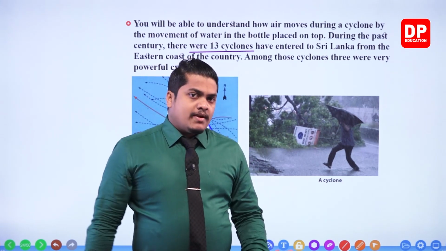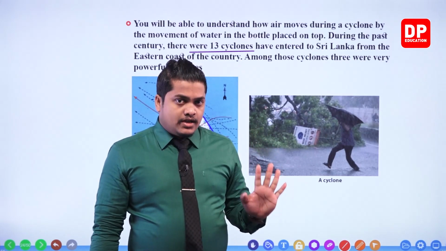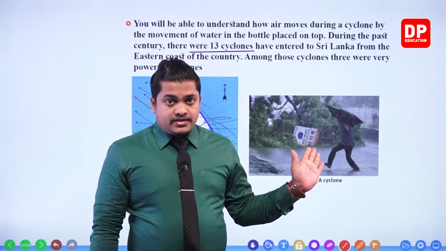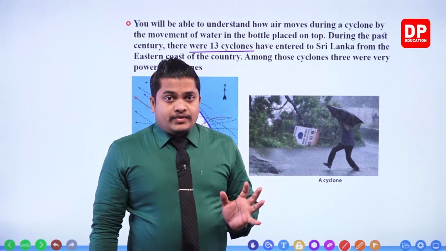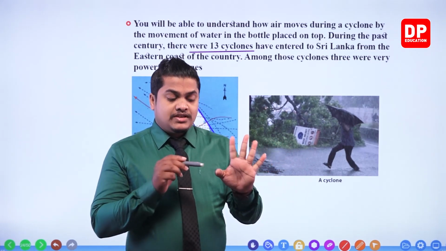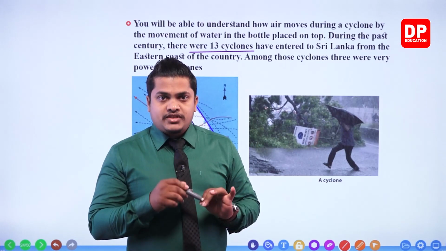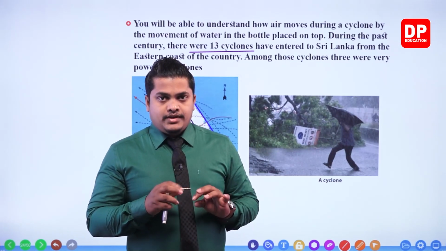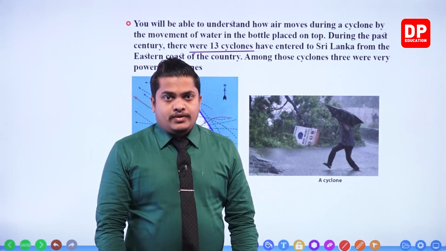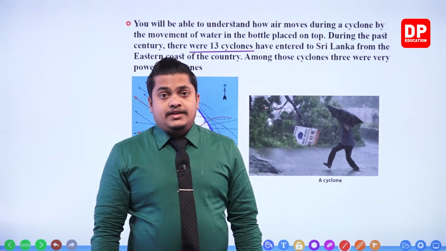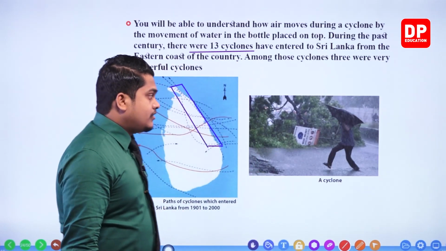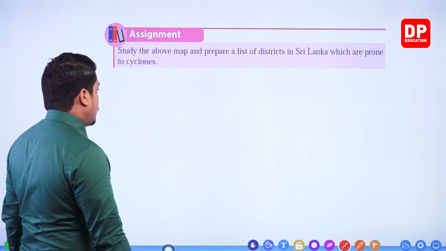Okay, so remember these districts, the districts which the cyclones are going to hit the most. What are those districts? Trincomalee, Batticaloa and Jaffna, right? So I have mentioned three. I hope that you will find out other details as well about the places that the cyclones are going to hit more often. Okay, right then. So let's move on to the next one now.